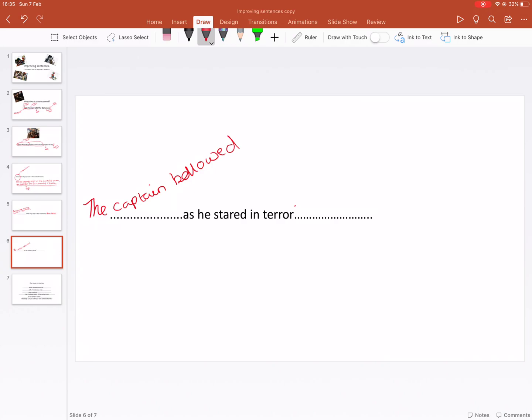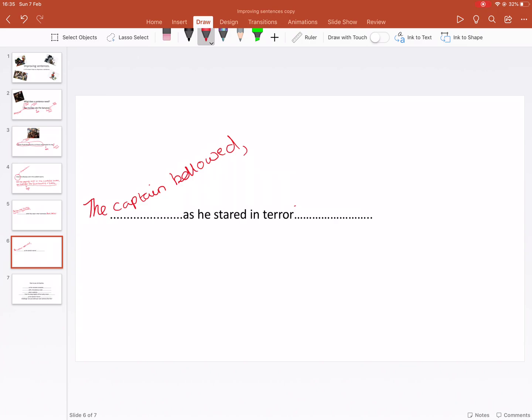If someone bellows at you, it's really loud. So you wouldn't have to put an adverb in there. You wouldn't say the captain bellowed loudly, because if anyone bellows at you, they are really loud. So we know that using the word bellowed, we don't have to put that adverb in to explain how he bellowed, because everybody knows that bellowed is loud. Same as if you put whisper quietly, you don't need the quietly, because when you whisper, that's enough to tell us how quiet you are. So the captain bellowed. I'm going to put my comma there.